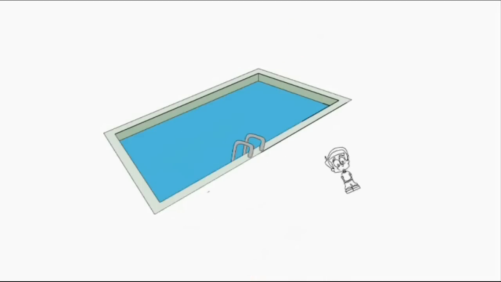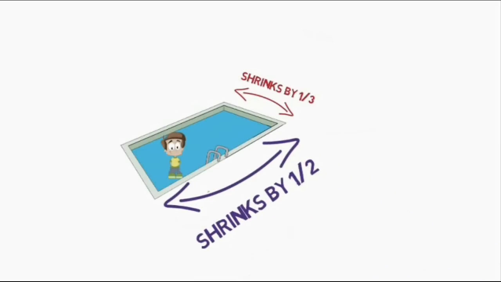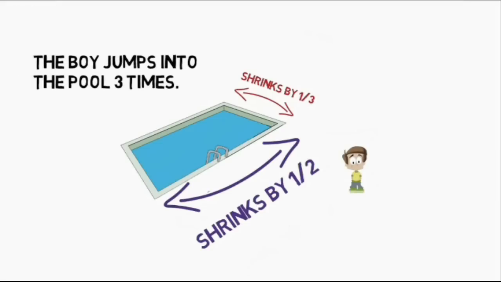And just to make sure that he's not going crazy, he decides to jump in the pool again, and once again, the width shrinks by 1/3, and the length shrinks by 1/2. The boy continues to think he's going crazy and he's seeing things, so he decides to jump in the pool a total of 3 times. And every single time, the width shrinks by 1/3 and the length shrinks by 1/2.